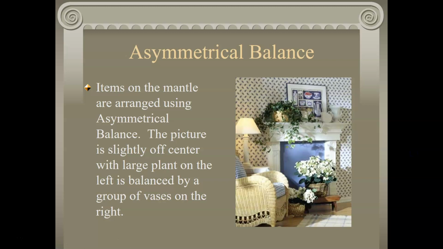Items on the mantle are arranged using asymmetrical balance. The picture is slightly off-center with large plants on the left balanced by a group of vases on the right. So here's your main focus on the mantle, and then you have the plant, which takes up a lot of room, and you have the two vases on the other side.